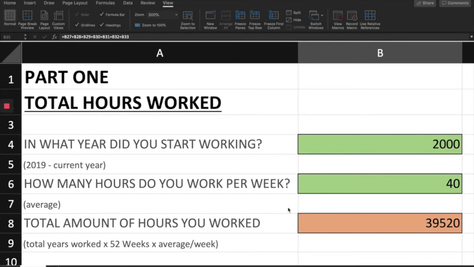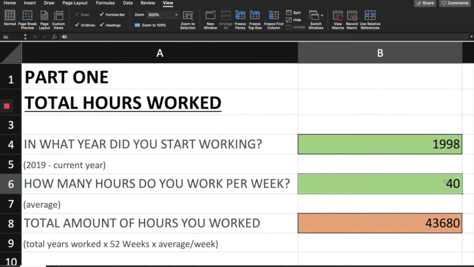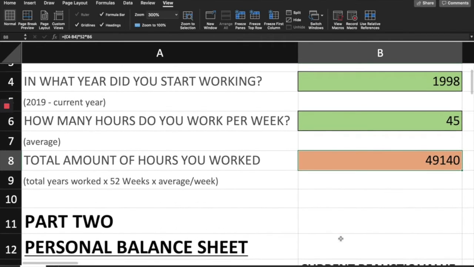So first of all, we need to work out how many hours you've worked in total. If you're using the Excel sheet, you can simply type in the year that you started working, let's say in 1998, and that will give you the total hours. Then you need to type in how many hours you've worked per week. On average, let's say most people work 45 hours, and this will then work out the total amount of hours you've worked since you started. So then we go to part 2.